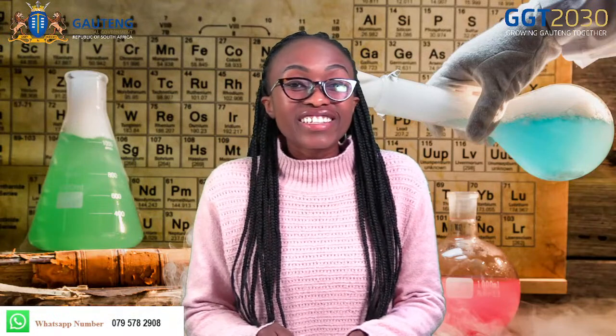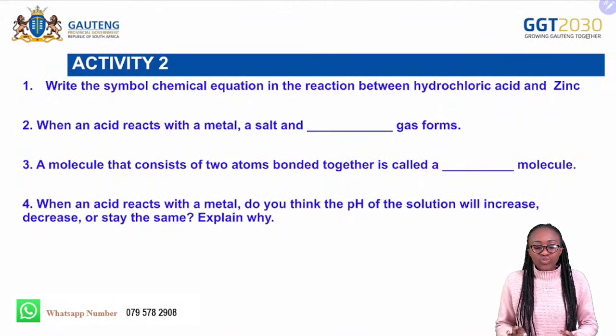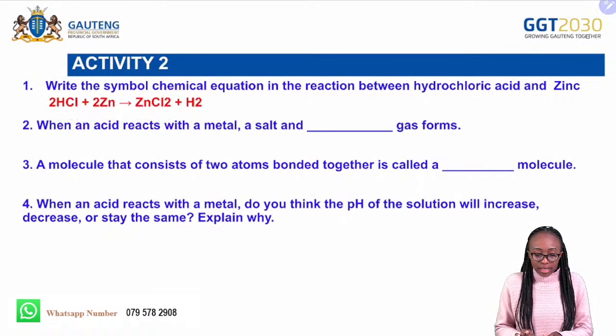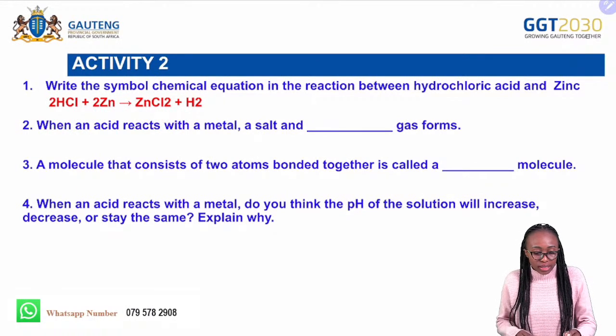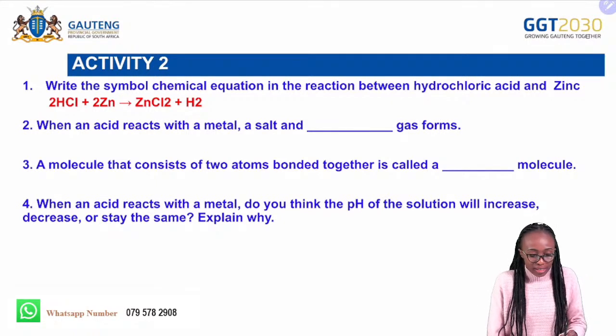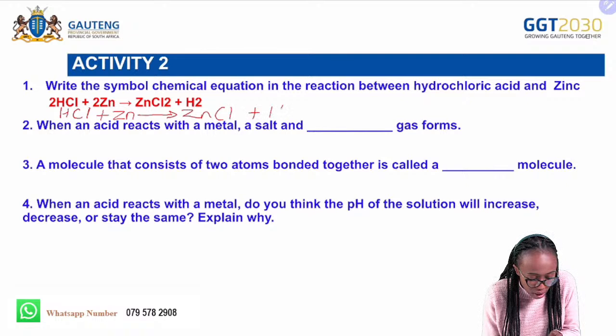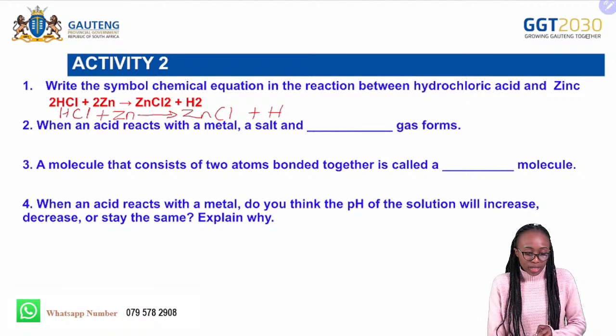Welcome back, grade 9 learners. Now let's go through the solutions. The first question read, write the simple chemical equation for the reaction between hydrochloric acid and zinc. So there is our equation between hydrochloric acid and zinc. Now that we have our equation, let's balance it together. We have HCl plus zinc to produce zinc chloride plus hydrogen.